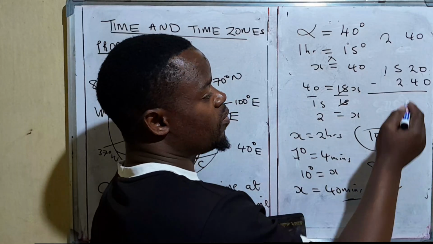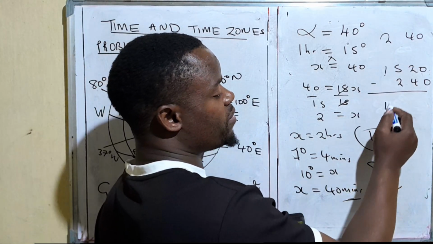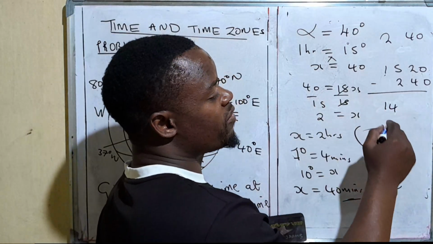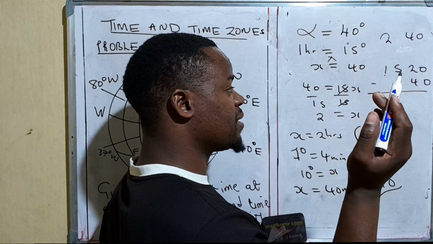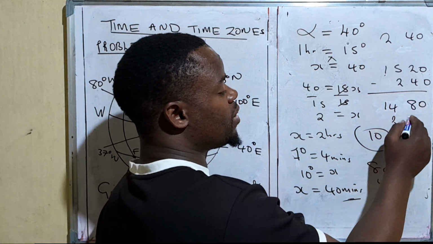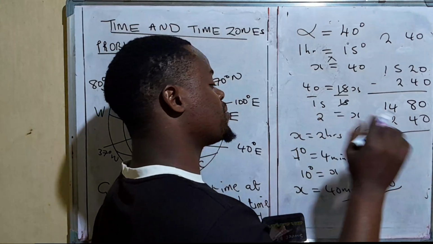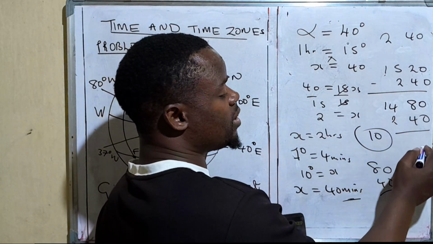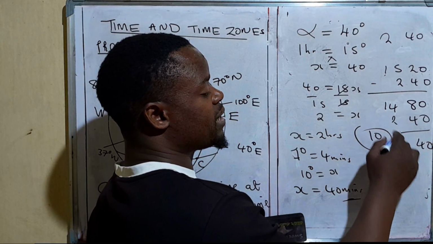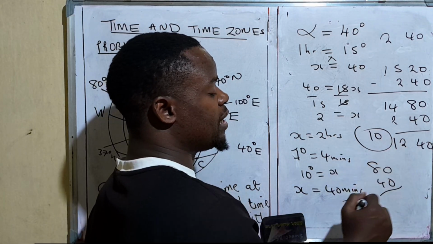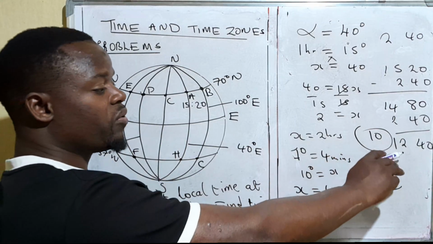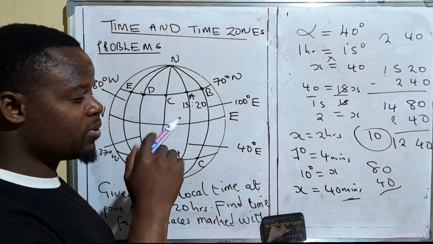What we do is this. We get 1 hour from here, so that will remain with 14 here. That 1 hour we've gotten is equal to 60 minutes. 60 minutes plus 20 will give us 80 minutes. Now let's subtract 40 minutes from 80. You're going to have 40 minutes. And then here we subtract 2 from 14, that will be 12. So at point C, the time is 12:40. So that's how we go about this.